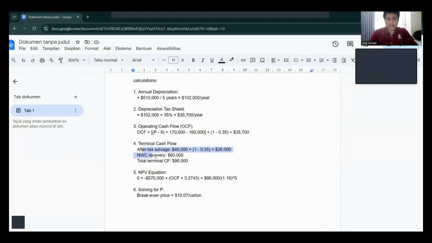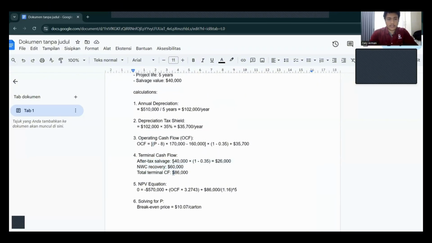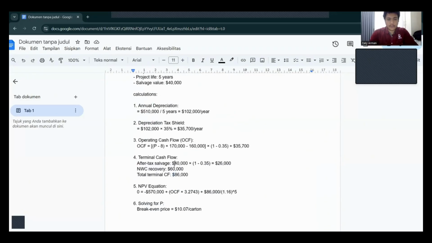So we've got 3 main points. The first one, we've got the after-tax salvage, 40,000 times (1 minus 0.35), which is 26,000. And for the NWC recovery, we've got 60,000. For the total terminal cash flow, we've got 86,000.